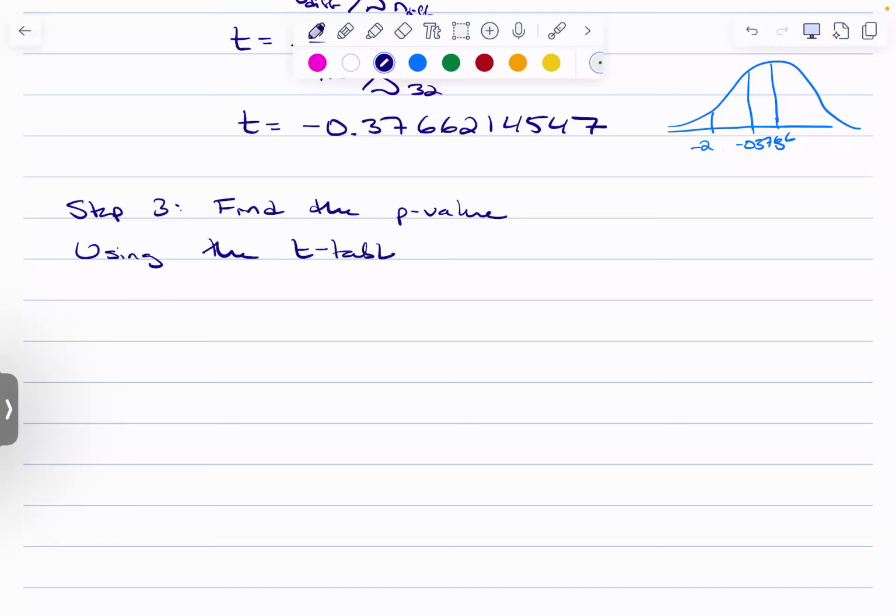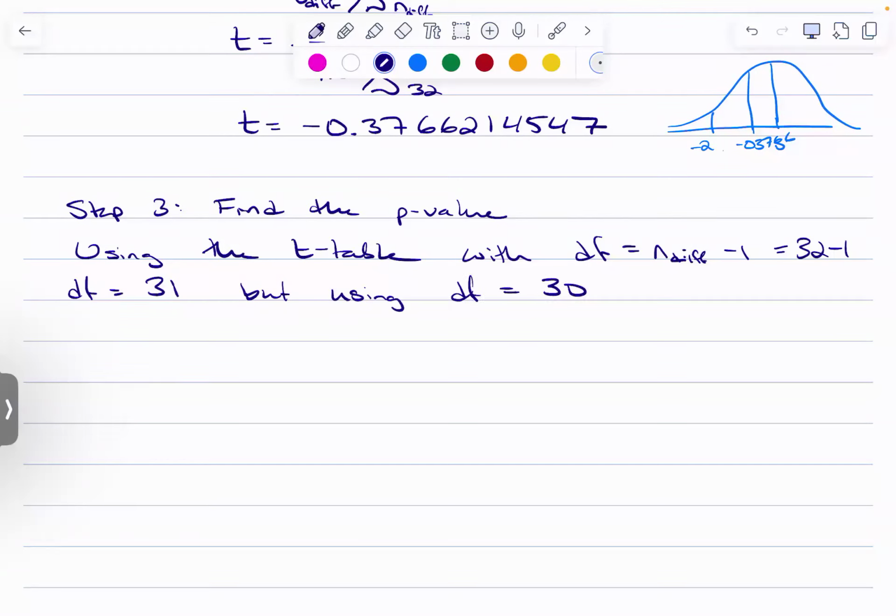why the T table? Because we calculated a T, and because we want a p-value. We've been using the T table for all our p-values, even for Zs. So using the T table with degrees of freedom equal to n diff minus 1, which is 32 minus 1, the degrees of freedom is 31. And then you have to tell me that you know to round down, using degrees of freedom equal to 30.